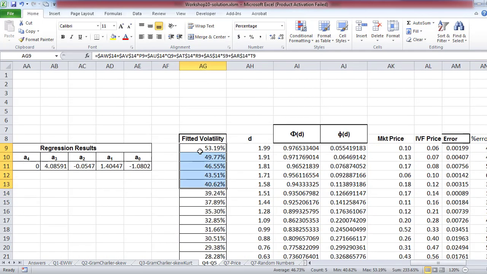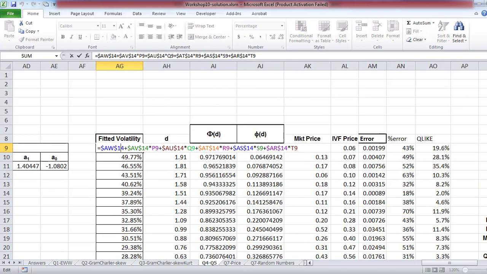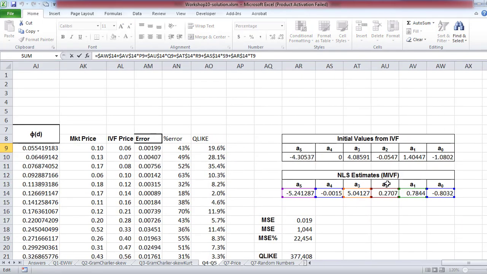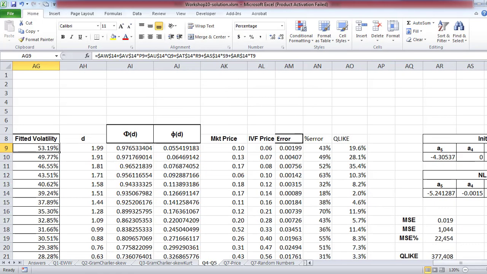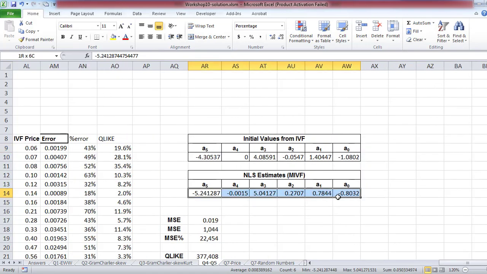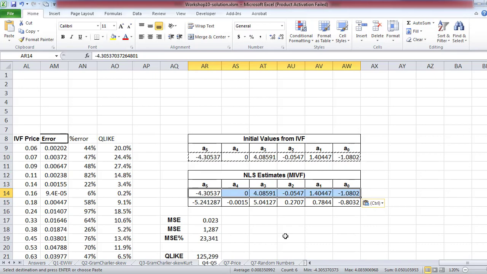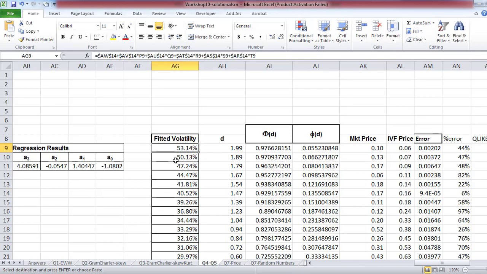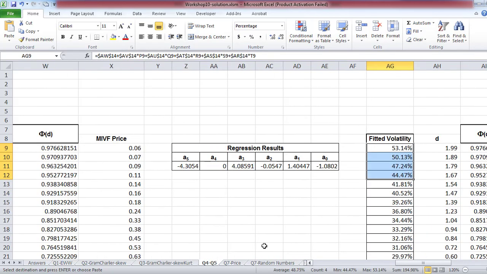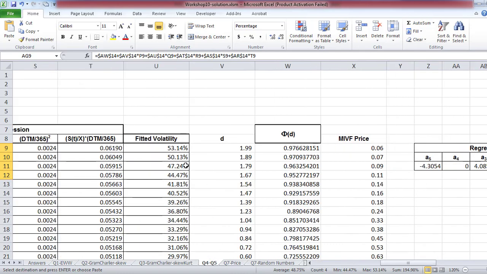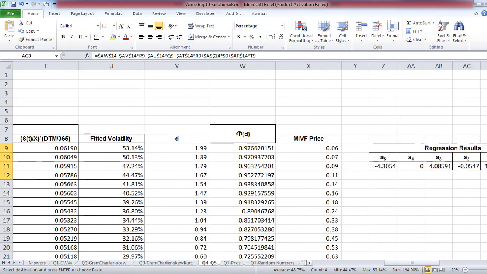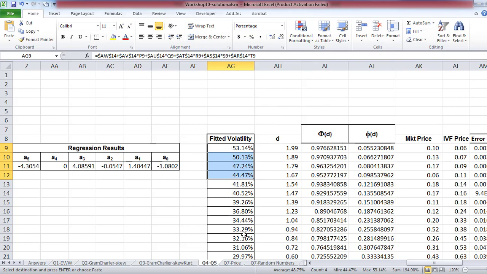So I have my fitted volatilities. These fitted volatilities are going to depend on these NLS estimates. So when I start, let me copy paste this here. I'm going to start with these values here. These are going to be my initial parameters. Now you see that my fitted volatilities are going to be the same as the ones I had in this column. The column EU and the column AG are now the same.